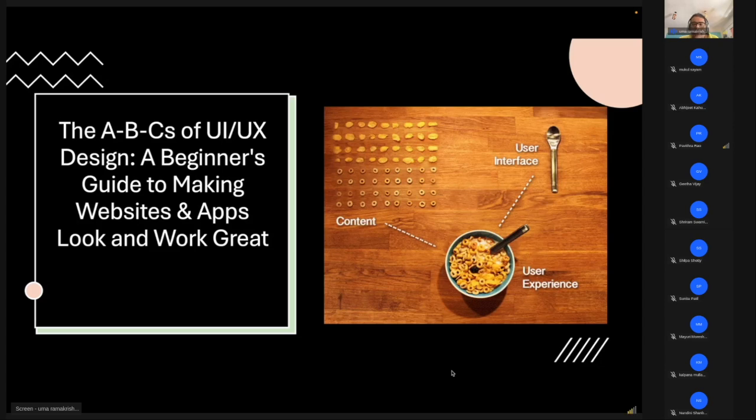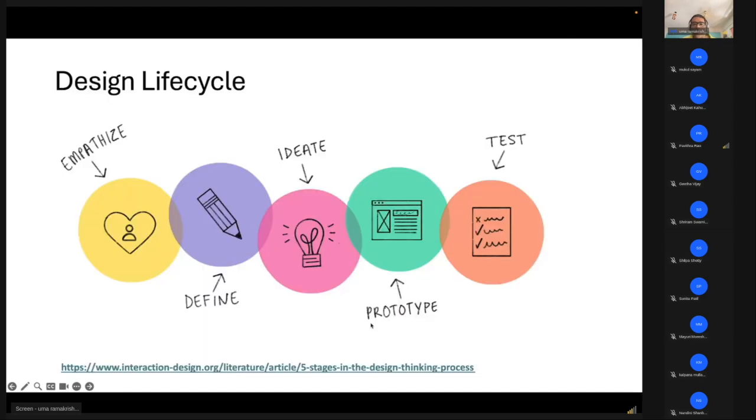So what I'm going to do is take you through the basics, the life cycle of what goes into making a design. This is the typical design life cycle of any product, and the core of UI UX, as you might already know, is the user.